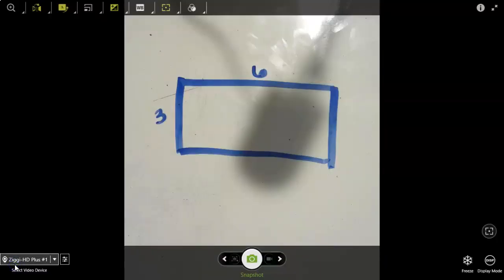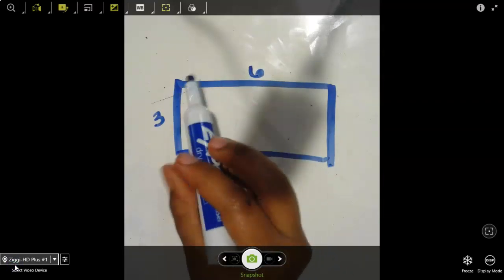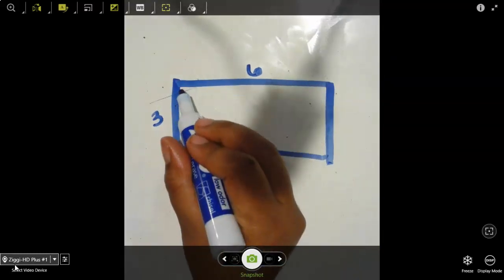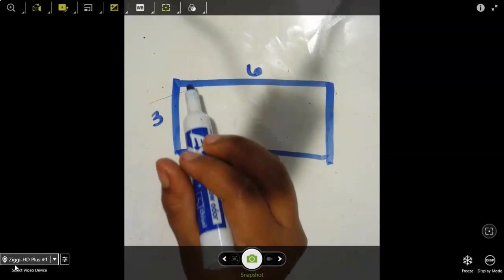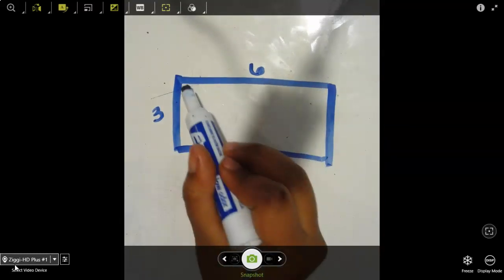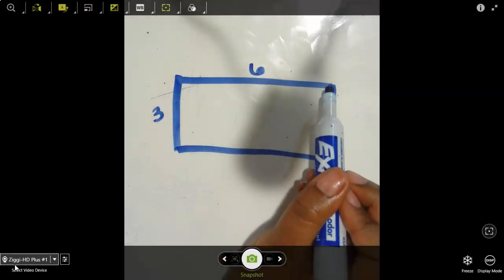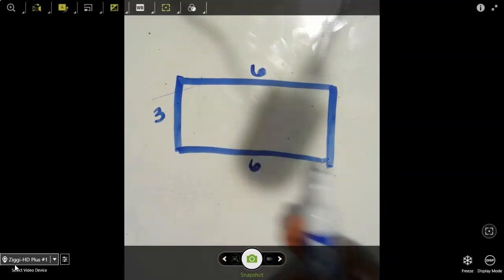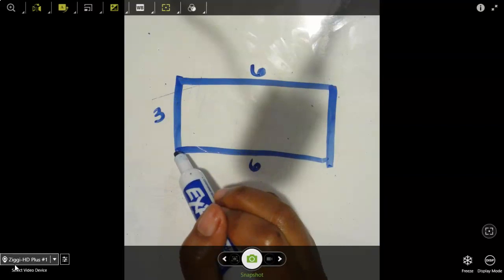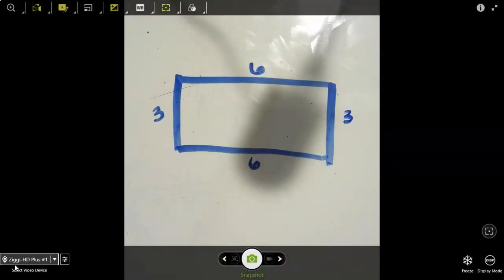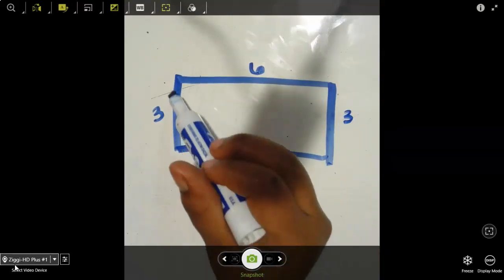Here I have a rectangle where the length, or how long the shape is, is 6, and the width, which tells us how wide it is, is 3. So with shapes, if the length on a rectangle is 6 on one side, that means it is 6 on the other side. And with the width, if the width is 3 on one side, that means the width on the other side is also 3.